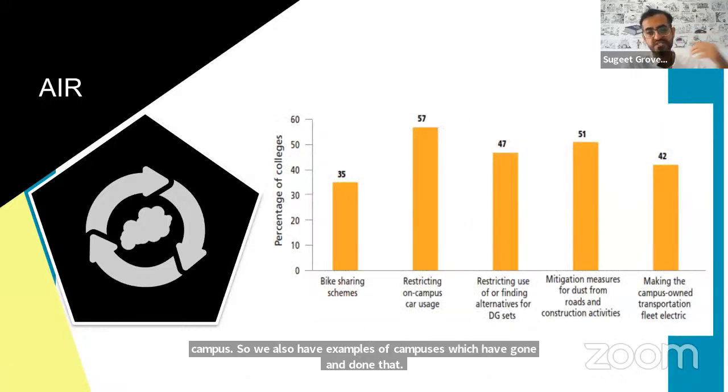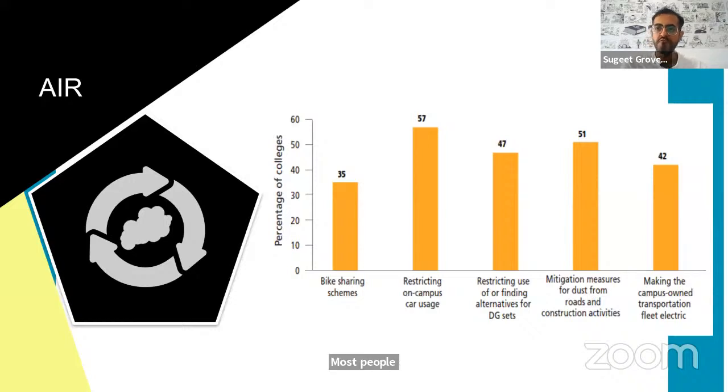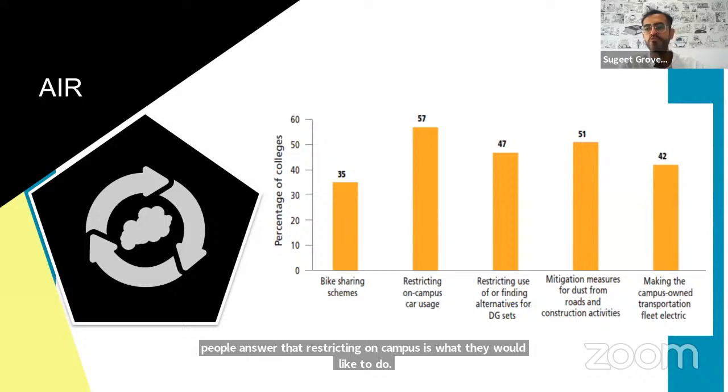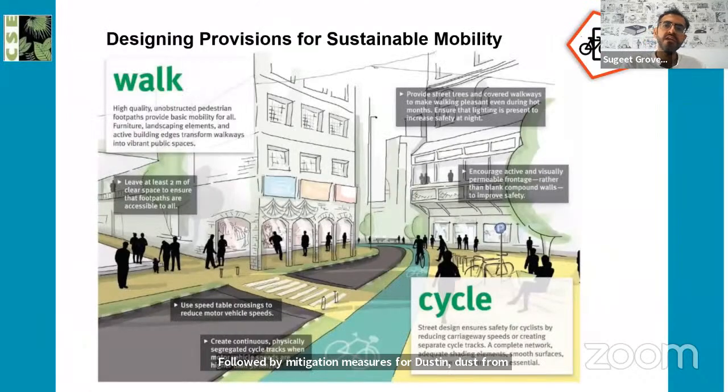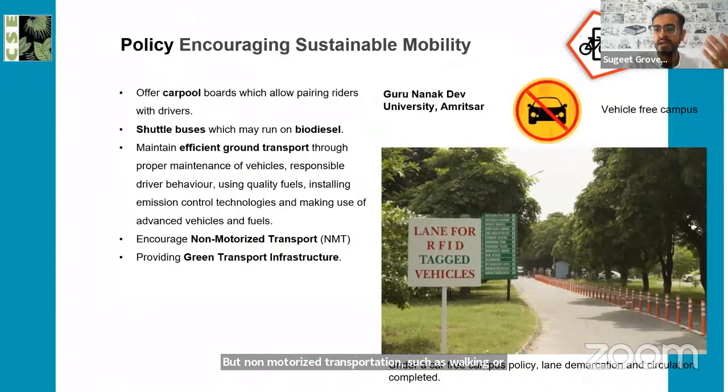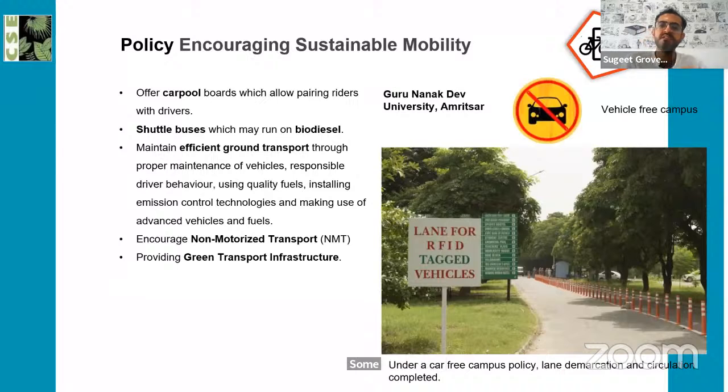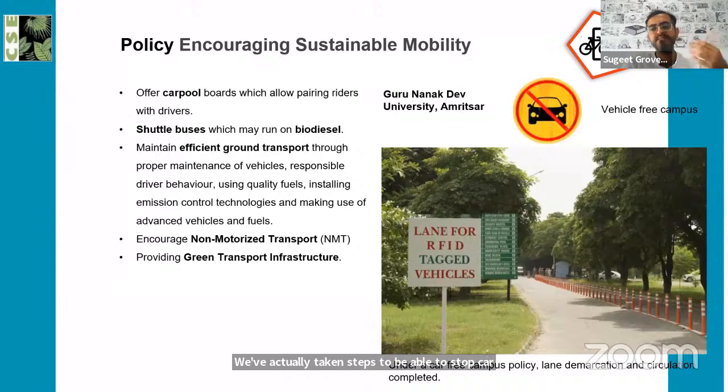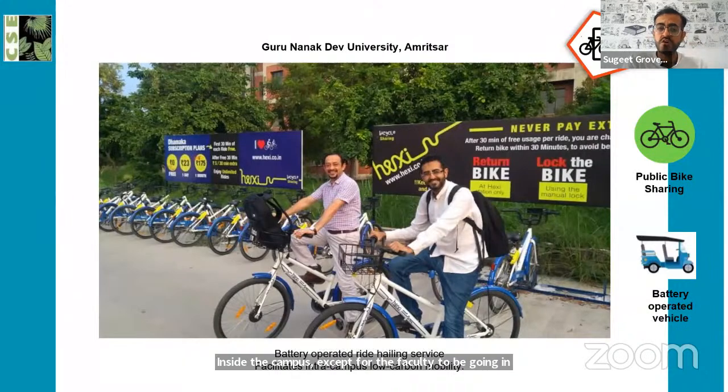Most people answered that restricting on-campus car usage is what they would like to do, followed by mitigation measures for dust from roads and construction activities. We, in fact, say that the entire campus should be made so that you don't really require a car, but non-motorized transportation such as walking or cycling should be encouraged. Some campuses, such as Guru Nanak Dev University in Amritsar, have actually taken steps to stop car usage. Private cars are not allowed inside the campus except for the faculty. We also saw them taking good steps in terms of public bike sharing schemes that they launched. And now they've also switched to battery operated vehicles running through the campus.